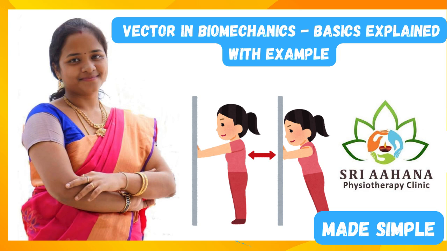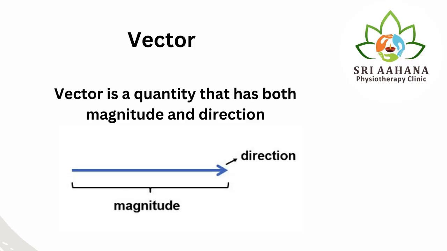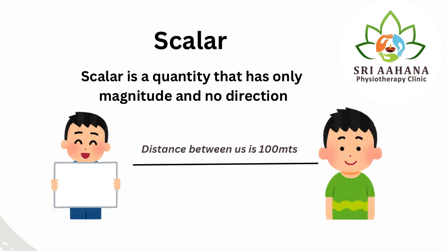This video aims to explain the basic concepts of vector in biomechanics. Vector is a quantity that has both magnitude and direction. For example, quantities like weight, force applied on a body, displacement, they all come under vector quantities. Usually it is denoted using an arrow, which shows the magnitude and the direction.